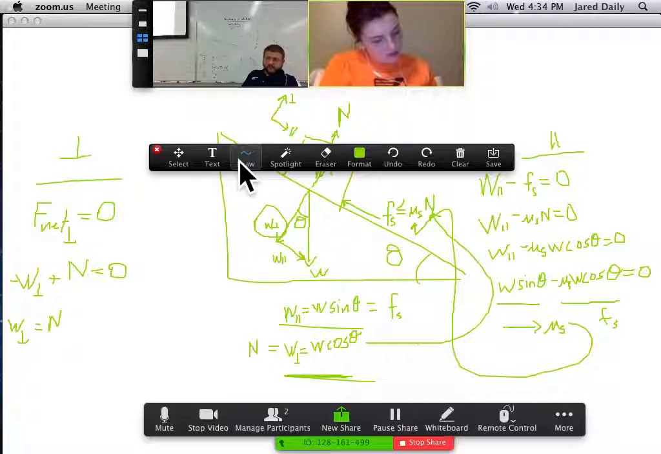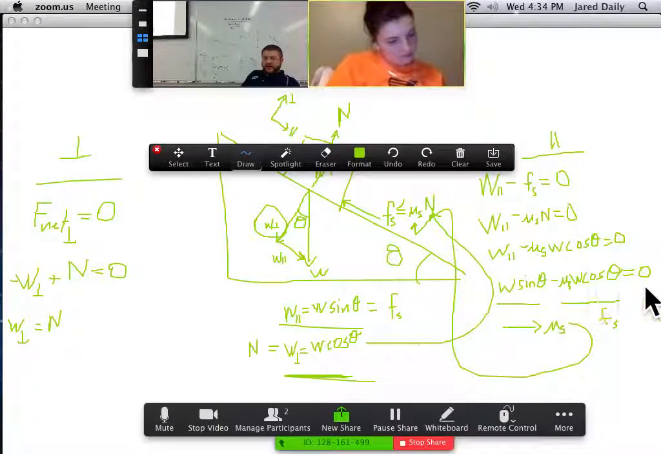And then for part B, when it says what's the minimum value of the coefficient of static friction, you could just take the frictional force and the normal force and calculate it from there, right? That's right. If you plug all those forces back into this equation and calculate the coefficient of static friction right there, that's the number you're going to get.